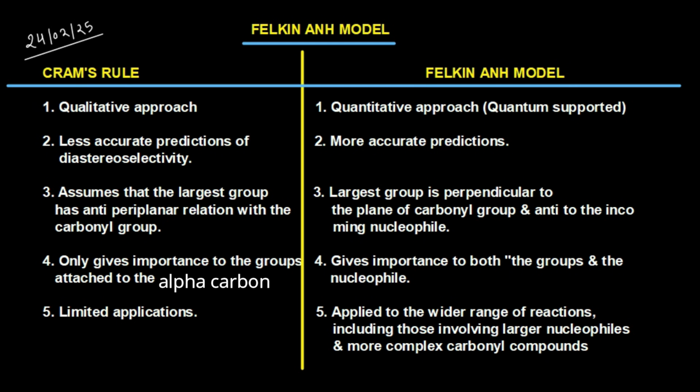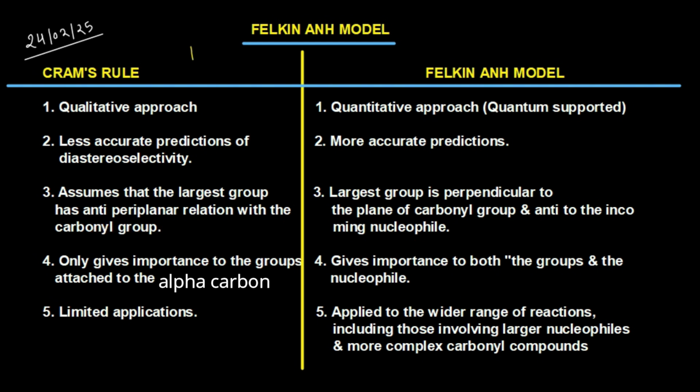Now the point number two: less accurate predictions of the diastereoselectivity, as I already told you. But here you will get more accurate predictions of the stereochemistry. And the third point of differentiation is that Cram's rule only assumes that the largest group has an anti-periplanar relationship with the carbonyl group, right?